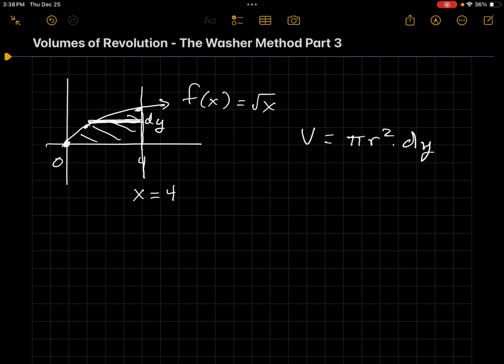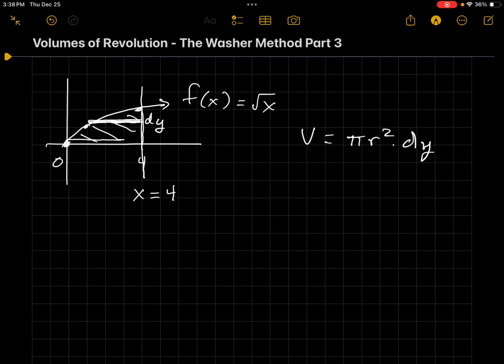A clue. If you're doing volumes or other things, and the width of your cross-section is dx, everything will be x's. Your function will be x's, your limits will be x's. If the width of your cross-section is dy, then everything will be y's. Your function will be y's. Your limits will be y's.